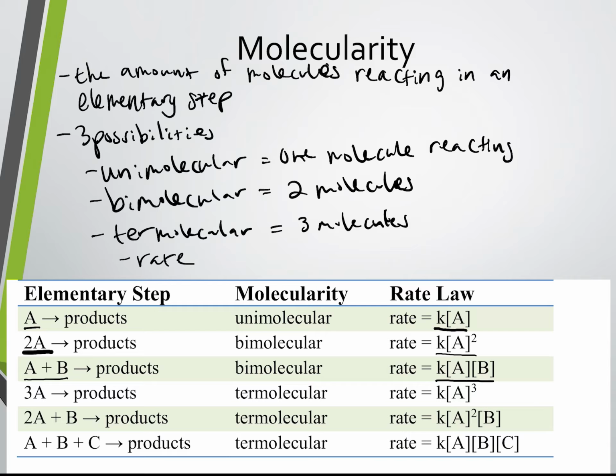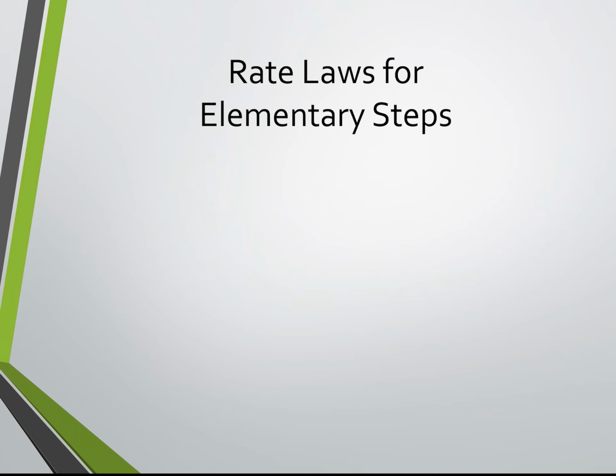If we have a termolecular process, here we have either 3 of the same thing reacting, 2 of one thing and 1 of another, or 3 different molecules reacting together, giving us a third order process: either third order overall and third order with respect to one reactant, third order overall, second order with one reactant, first order with the other, or third overall, first order with each of the reactants. So using this idea of molecularity, we can determine our rate law for an elementary step.